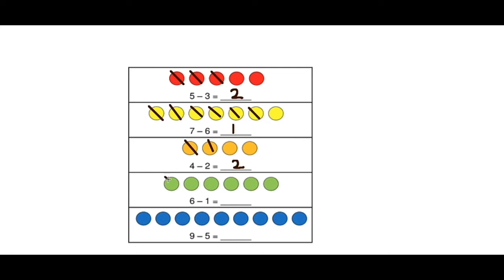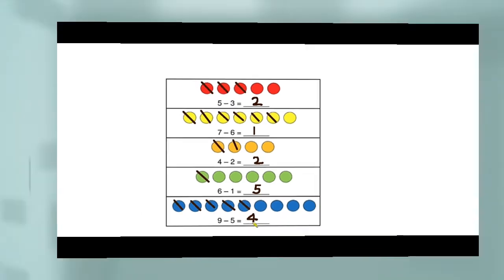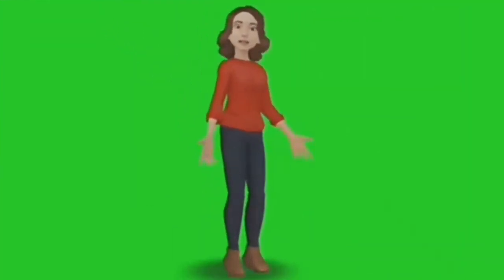From the 6 green balls, now let's strike out 1. We get 5 balls remaining, and that is the answer. Finally, we have 9 blue balls, from which we have to remove 5 balls. The remaining balls is 4, which is our answer. This is what subtraction is all about.